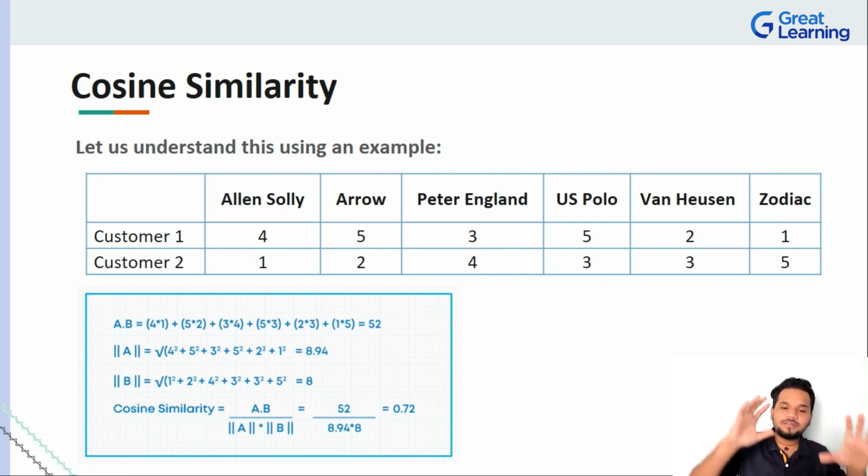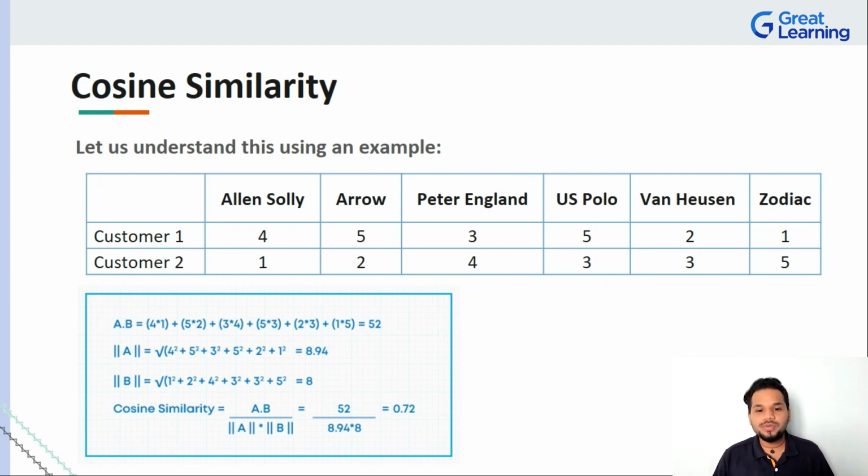Right? And we have to find what's happening to only A. We have to find out what's happening to the only other cluster, right? So this is where we go on to take the individual squares of this. For example, with customer 1, you can take a look at it, right? So we have taken 4 square plus 5 square plus 3 square, 5 square, 2 square, 1 square. Similarly for B, we have taken 1 square plus 2 square plus 4 square, 3 square, 3 square, 5 square. We added these two different elements. For A, we got the score to be 8.94. For B, we got the score to be 8.